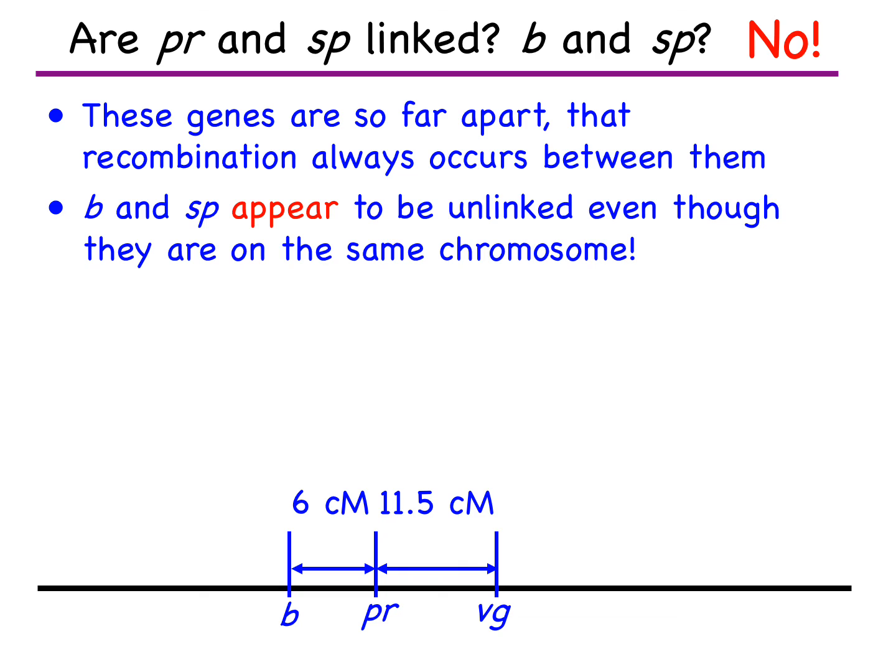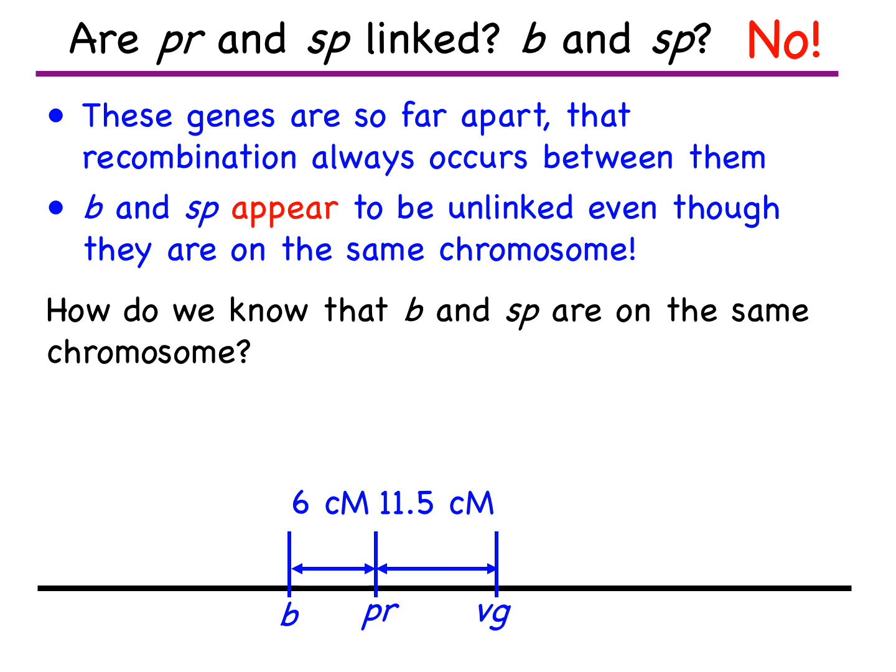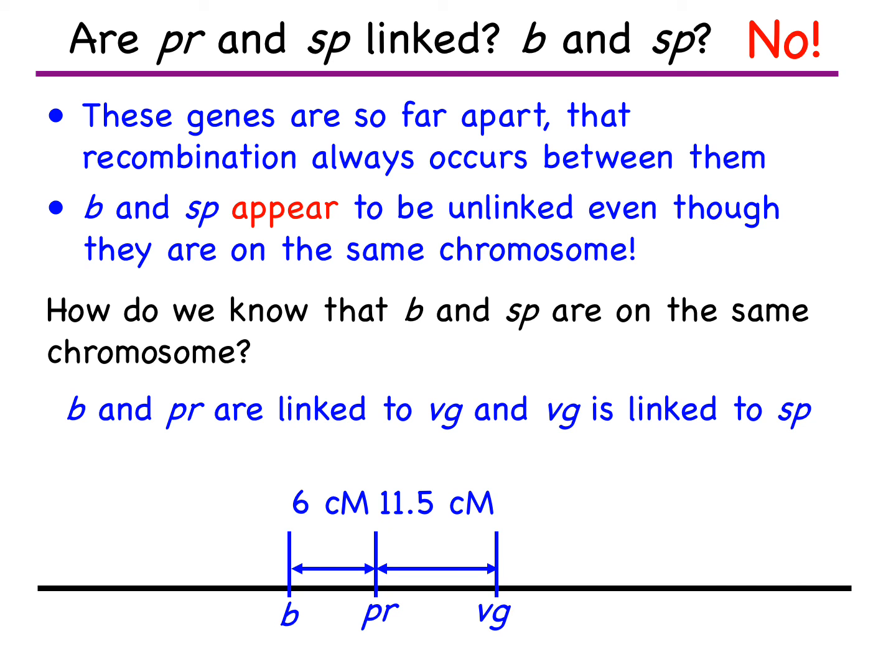These genes are so far apart on the same chromosome that recombination always occurs between them, and black and spec appear to be unlinked even though they are on the same chromosome. How do we know that black and spec are on the same chromosome? The reason we know that is because black and purple are linked to vestigial and vestigial is linked to spec. So that tells us that they must be on the same chromosome. So spec goes over here, 41.5 centimorgans away from vestigial.